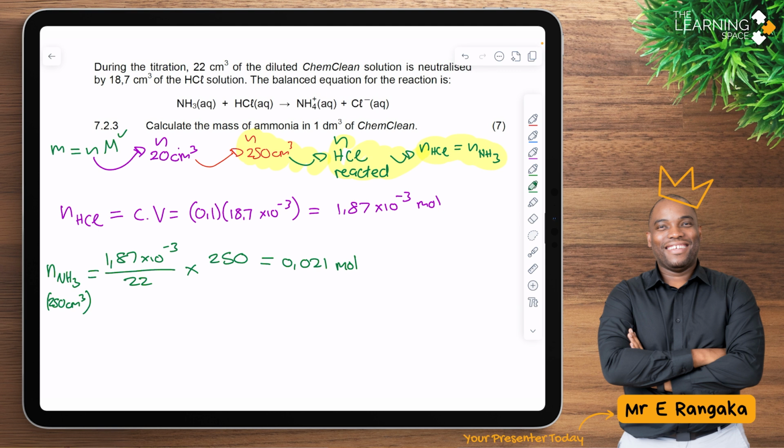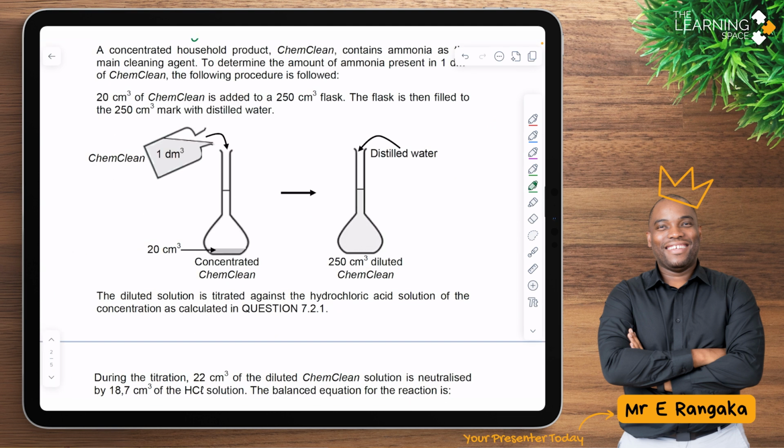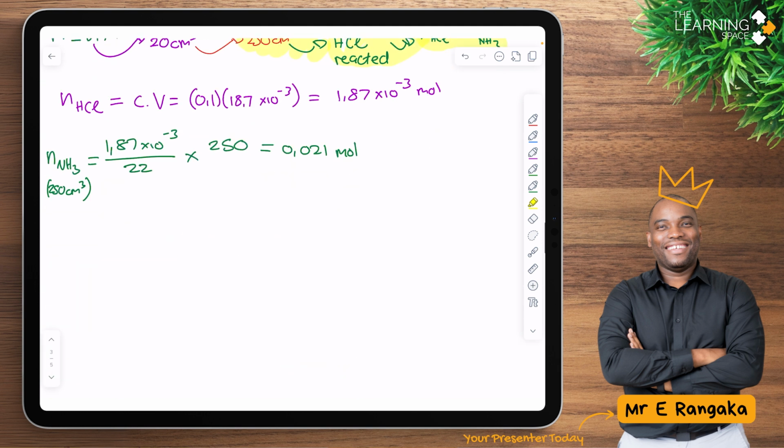Okay, now we've got the number of moles of ammonia in the 250 cubic centimeter sample. We can then try and figure out, okay, that was a diluted one. The concentrated one had the same amount because remember, the 250 is this one here. The difference between this 250 here and this 21 here is just that it was diluted. So the number of moles will be exactly the same, right, in that case there.